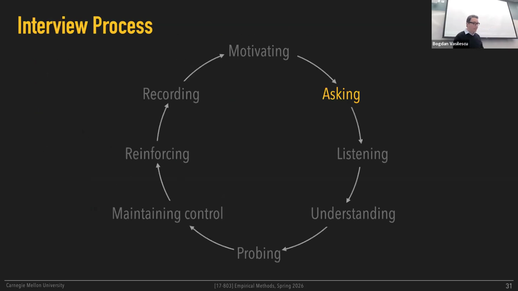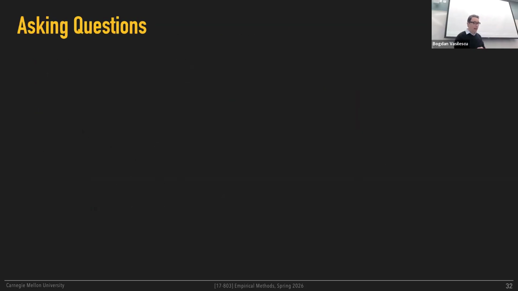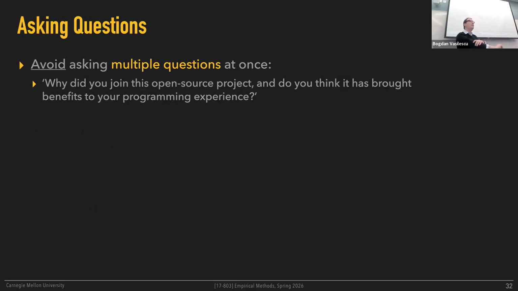Okay. So that was just motivating: how do you ask questions? Here are a few practical, useful bits of advice. This also applies to surveys and questionnaires. Avoid asking multiple questions at once. It's a very common mistake, also when asking research questions. For example: Why did you join this open source project, and do you think it has brought benefits to your programming experience? That's an example of multiple questions in one.